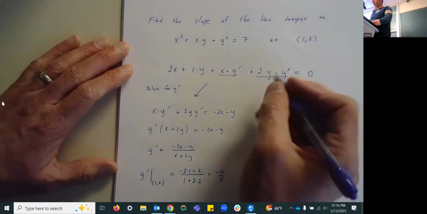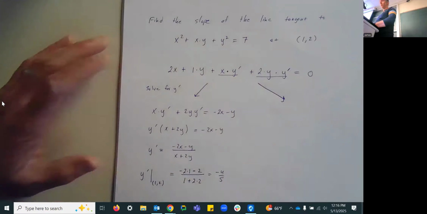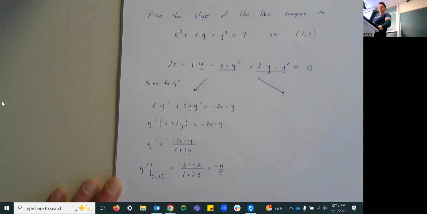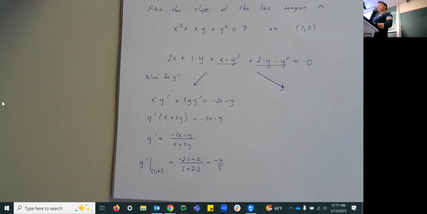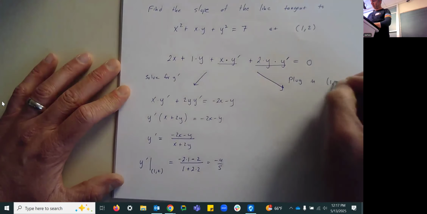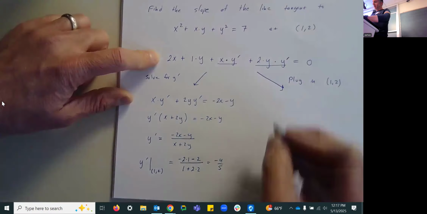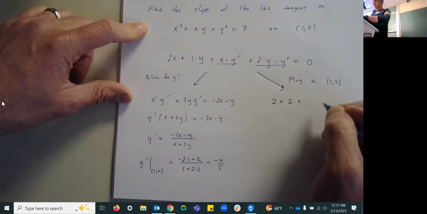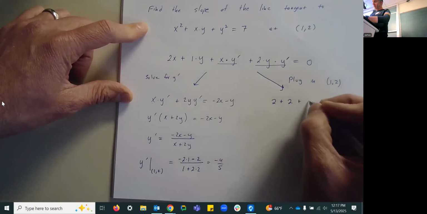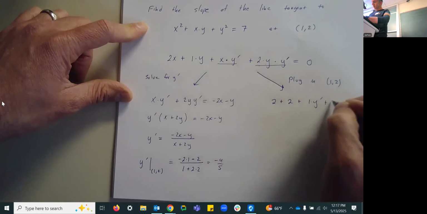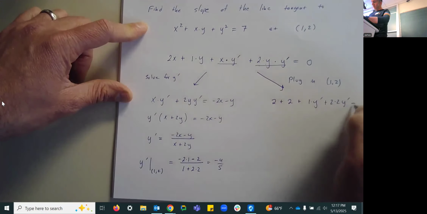So if we know we're trying to find the slope of the tangent line at a particular point, the first thing you can do after taking the derivative of both sides is plug in your point. You can plug in right away. So we're going to plug in the point 1, 2, and let's see what we got. We've got 2 times 1 plus 1 times 2 plus x times y prime. Well, x is 1, so that's 1 times y prime plus 2 times y prime. Let's see, 2 times 2 times y prime equal to 0.